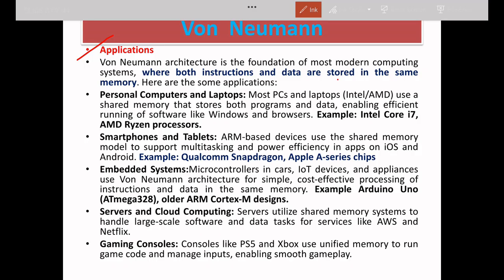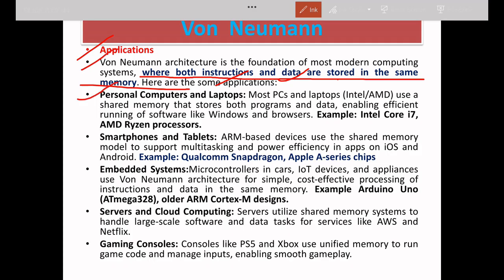Application you already know. Von Neumann architecture is where both instructions and data are stored in the same memory. We discussed in the first lecture the meaning of instructions. Instruction means an atomic command and data means raw values that have no meaning by themselves. So what I told, both instructions and data stored in the same memory, is called the von Neumann architecture. Now what is the application?